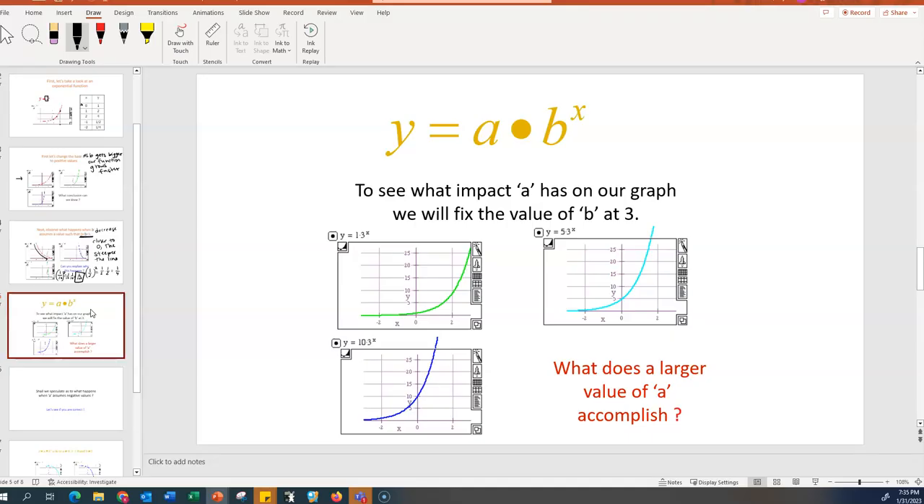Next, we're going to see what the impact a has on a graph. We are going to say that the value of b is fixed at 3. So b is going to be 3 to the x. When a is 1, we just have a very standard normal curve. When a is 5, I want you to pay close attention to something. When a was 1, here was our y-intercept. When a is 5, here's our y-intercept. When a is 10, here's our y-intercept. So a larger value of a equals a larger y-intercept. The greater my value of a, the greater my y-intercept.